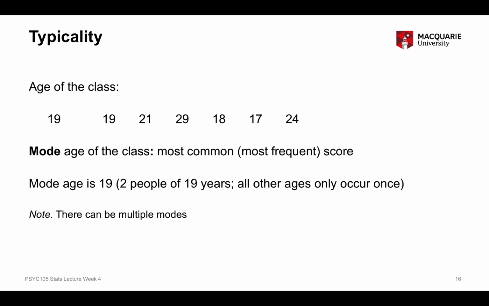They only occur once. You can have multiple modes. So if we had, say, another 21, then we would have 2 modes. We would have a mode of 19 and a mode of 21. So it is possible to have multiple modes. The advantage of the mode is that it's super easy, and it's always an actual score in your data set, unlike the median and the mean.